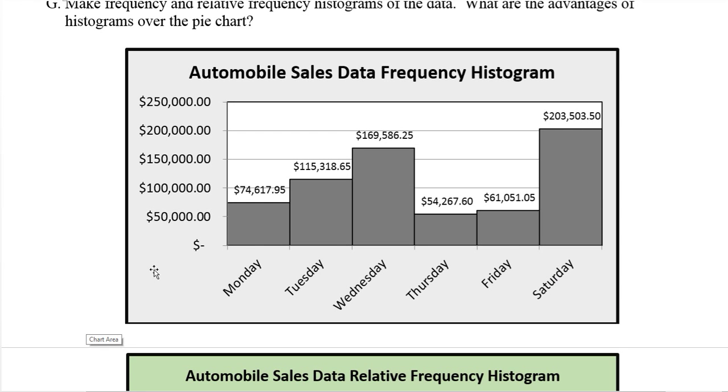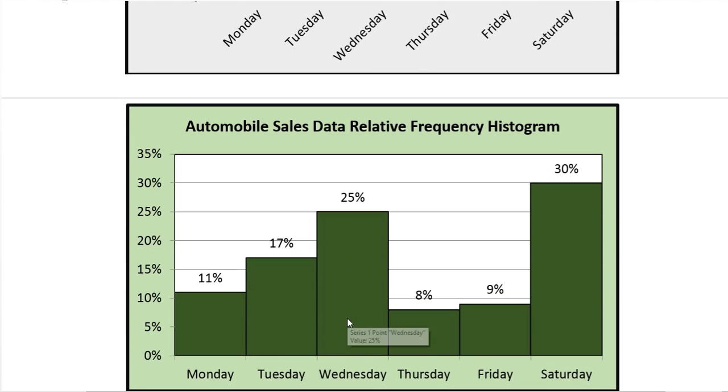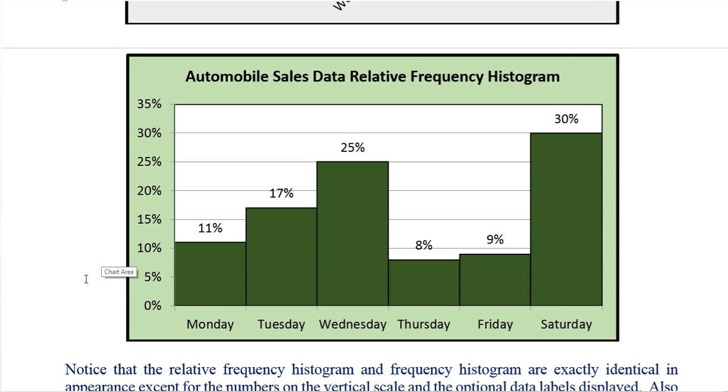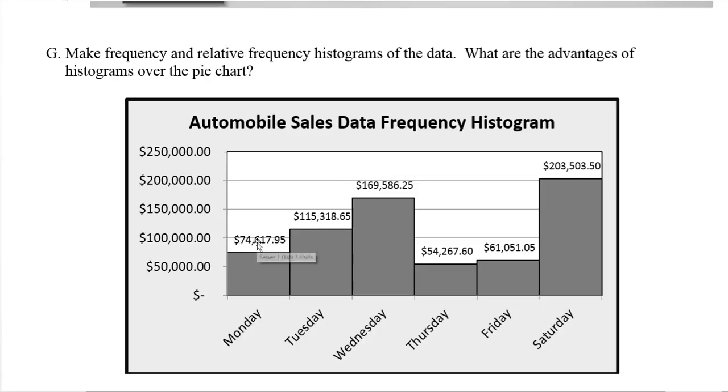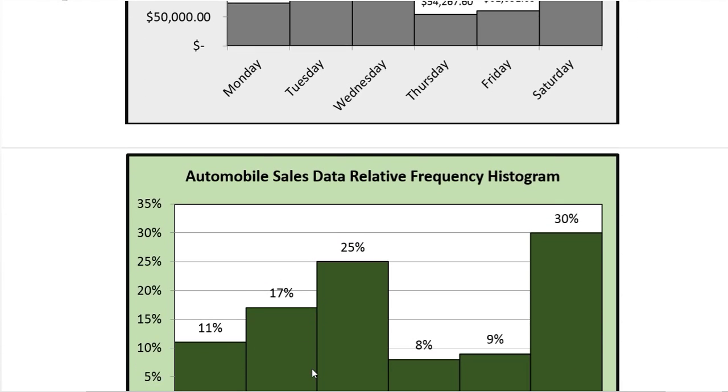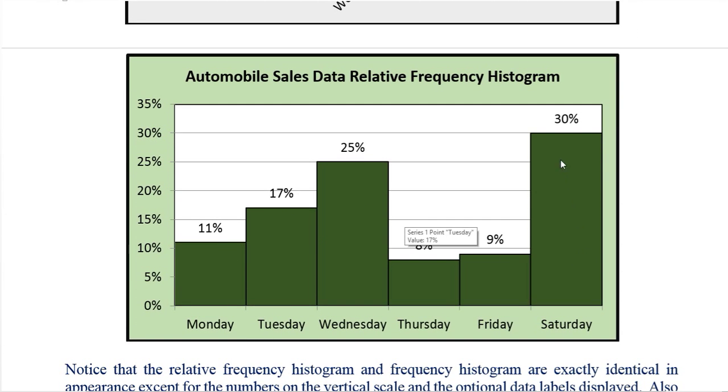Okay, so for a frequency histogram, the scale is the actual number here, and the relative frequency histogram looks exactly the same, with some colors changed, but it's the same thing. But now the scale is in percentages. You can also add data labels, which we've done here, which is a good idea if there are not too many of them, where you can put the actual amounts, or the actual percentages, on the top here.